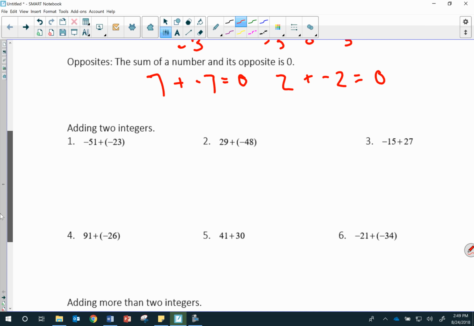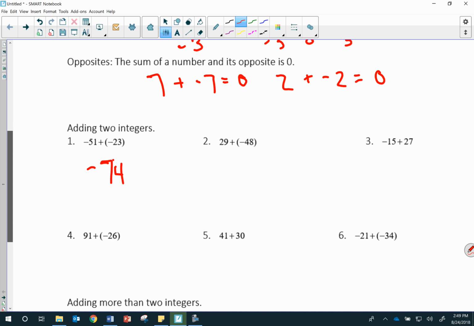Moving right along, let's do some practice with these adding integers using the rules from the top. The first example is -51 plus -23. Our signs are the same, so we can simply add those two integers and get -74.